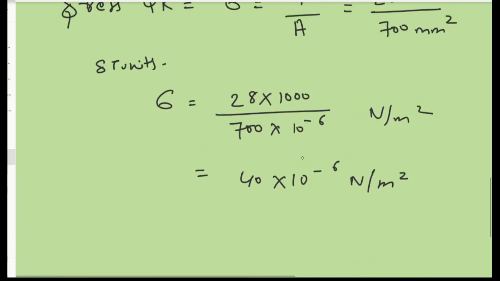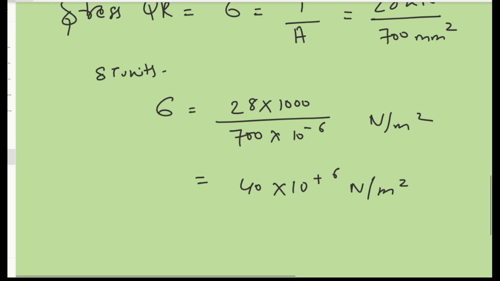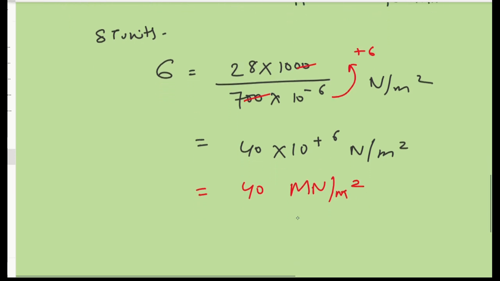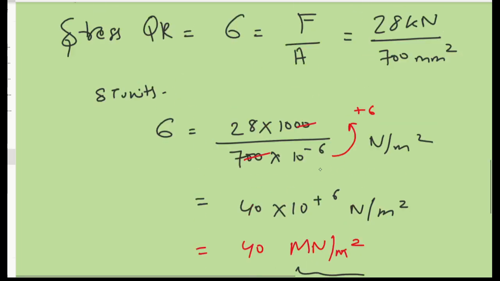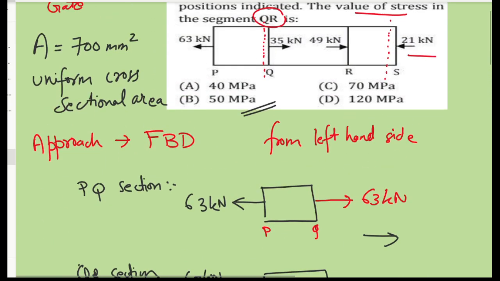It is 40 into 10 to the power, it is minus 6 here in the denominator, so it will become plus 6 when it goes upwards. Okay, two zeros will cancel. 280 by 7, it is 40. Okay, so 40 into 10 to the power 6, we can write 40 mega Newton per meter square, which is our MPa. So it is our 40 MPa. Hence our answer. Okay. So what was our main learning?